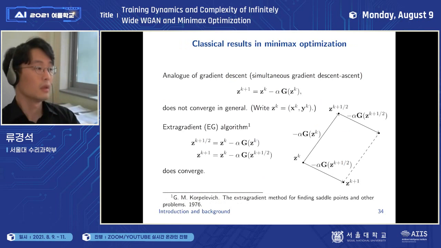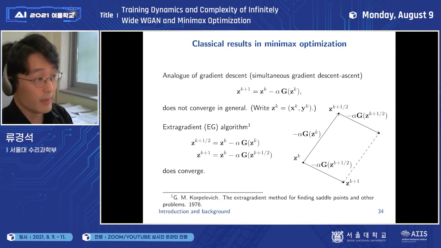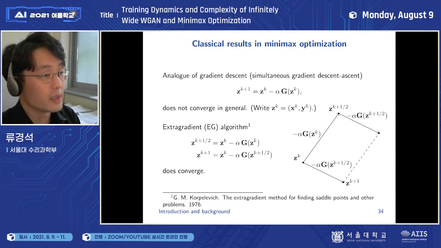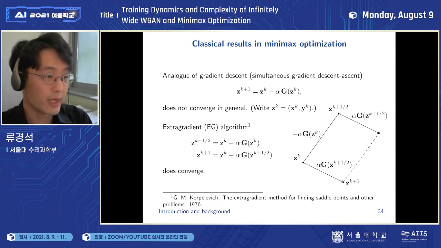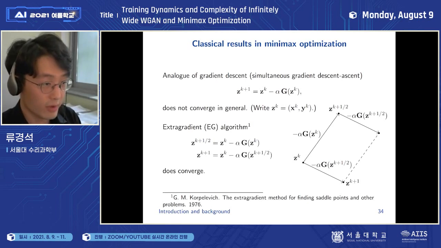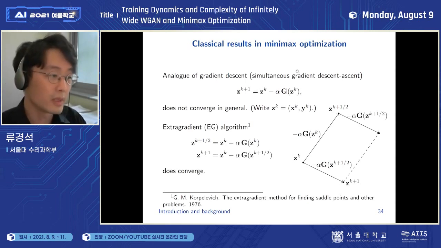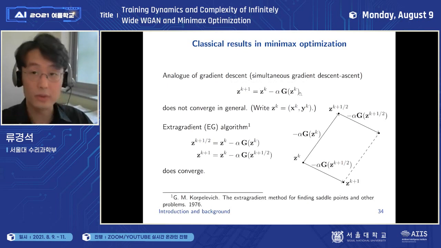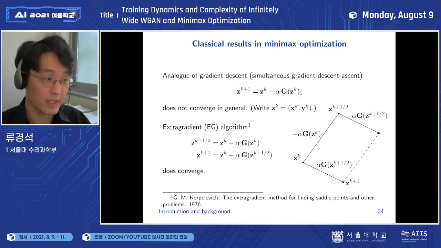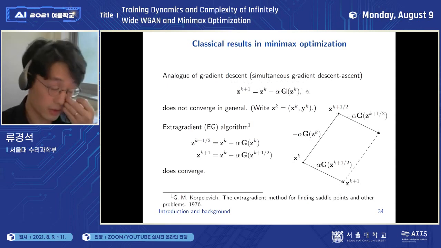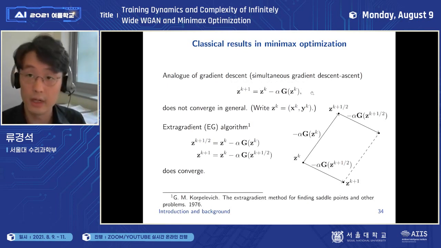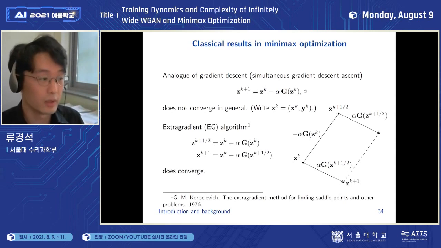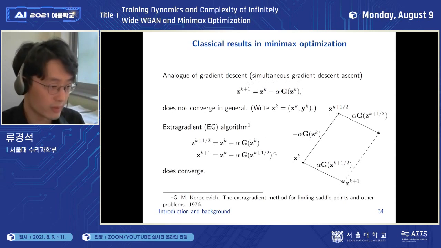So here are some classical results in minimax optimization. The analog of gradient descent, which is referred to as simultaneous gradient descent ascent, this algorithm, which can be written in this form, does not converge in general. This is not just a theoretical thing. It's understood well, and you can find the counterexample that shows that this algorithm doesn't converge in, for example, Ian Goodfellow's GAN tutorial. It's well known in the machine learning community. But this algorithm doesn't converge, but the extra gradient algorithm does converge.